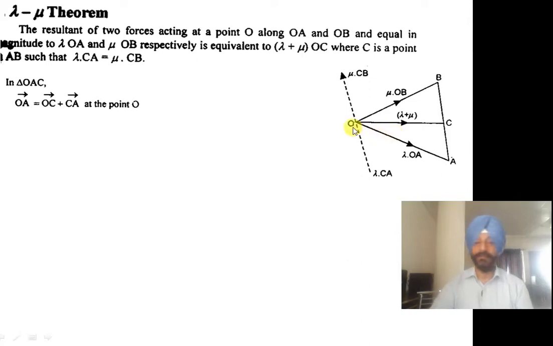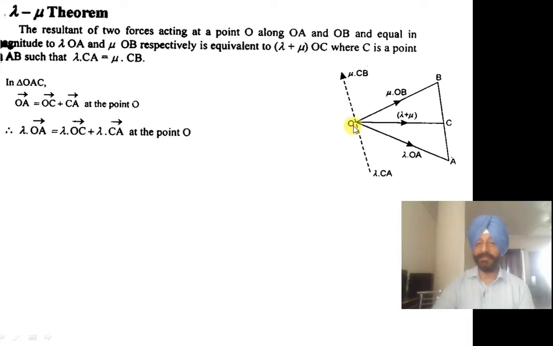So here in triangle OAC, OA can be written as OC plus CA. OA is equal to OC plus CA. Students should note this very carefully. OA is equal to OC plus CA, and when we multiply both sides with lambda, this becomes lambda OA is equal to lambda OC plus lambda CA.